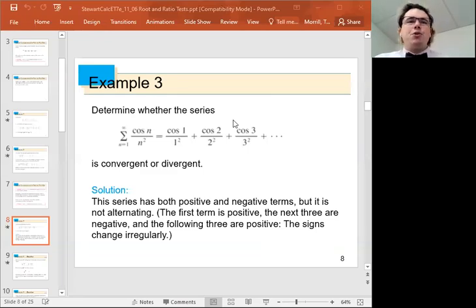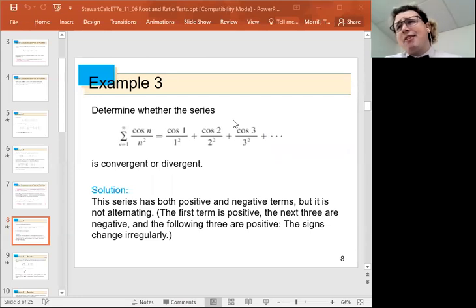Now, this tool is going to let us look at series where the plus and minus signs don't come in some nice order. Here, let's look at the sum of all the fractions where the numerator is the cosine of the integer n, and the denominator is n squared.